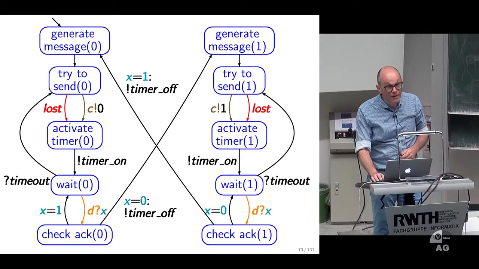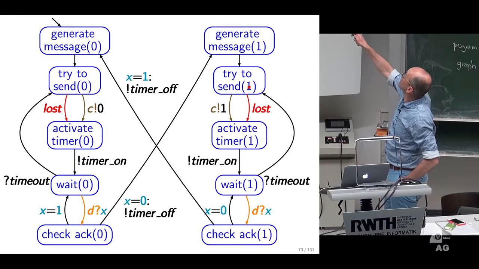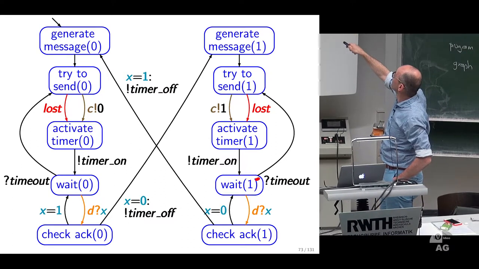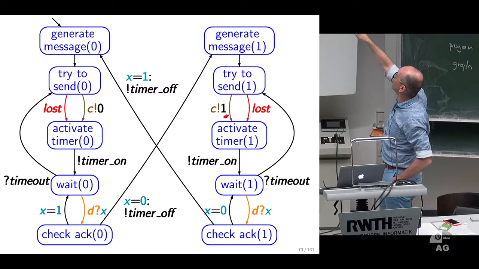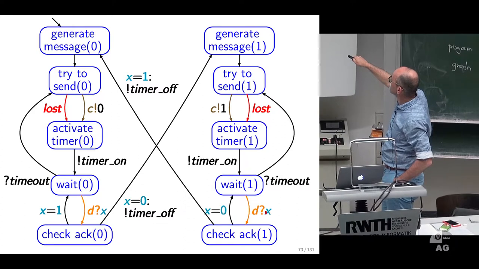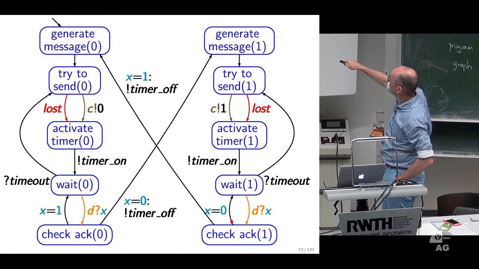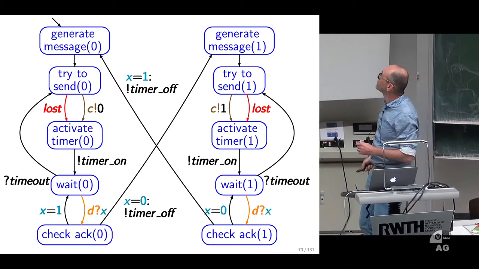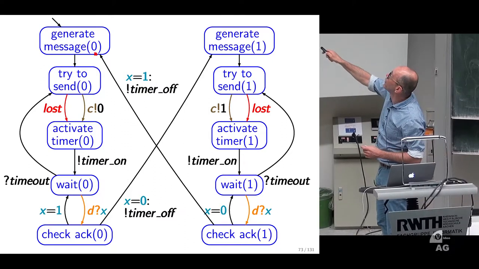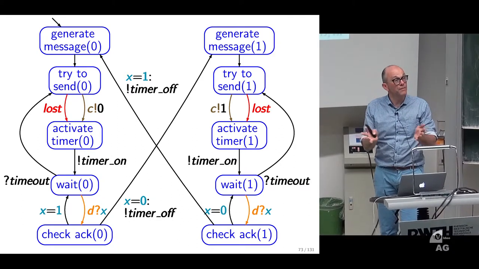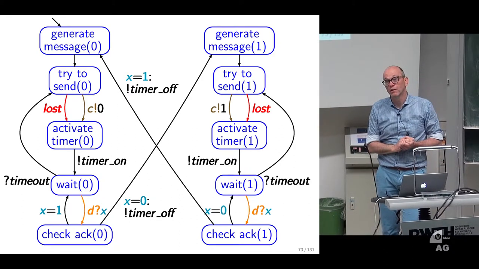Very similarly, I now try to send 1, either the message is lost or I send the 1, I activate the timer, so I switch on the timer, and either the timeout occurs, which means I do a retransmission of value 1. If I am waiting for the acknowledgement of message 1 and the acknowledgement comes, I store it in the variable x, and check whether x is the right value. If x equals 0, then this is not the right value because I'm waiting for the acknowledgement value 1, not for 0. If, however, the value equals 1, I go back to this location and I switch off the timer. This is completely symmetric to the scenario we have seen on the left.